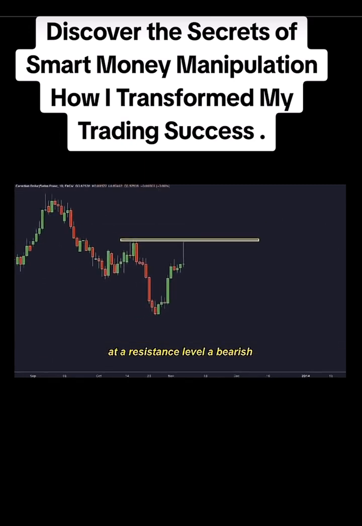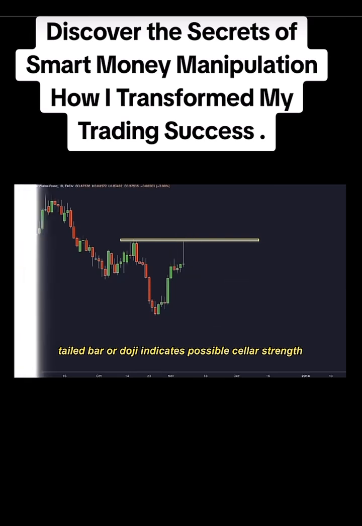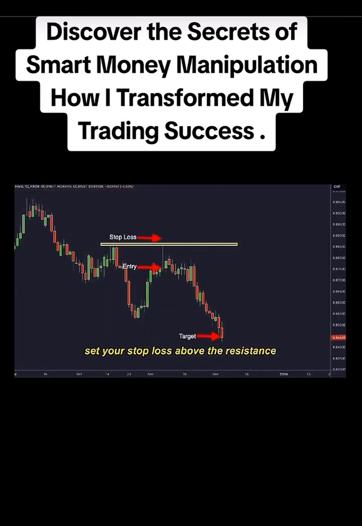At a resistance level, a bearish-tailed bar or doji indicates possible seller strength. Enter your sell trade at the close, set your stop loss above the resistance, and aim for the next support level. If you're using this strategy, I can almost guarantee that you're on your way to making some serious money.